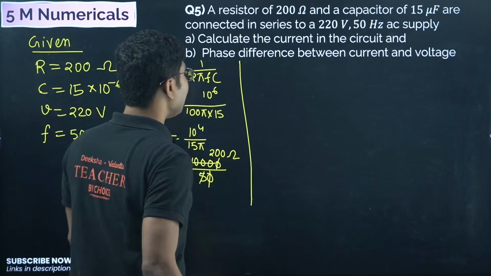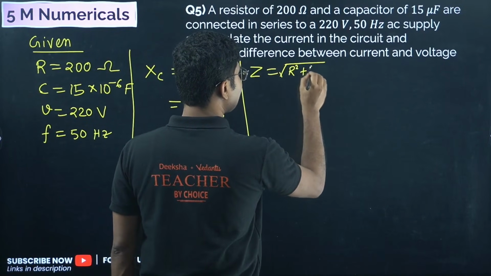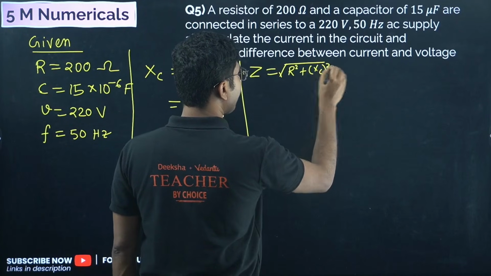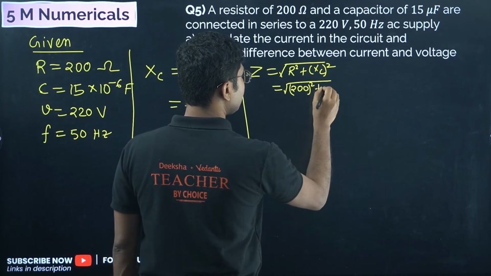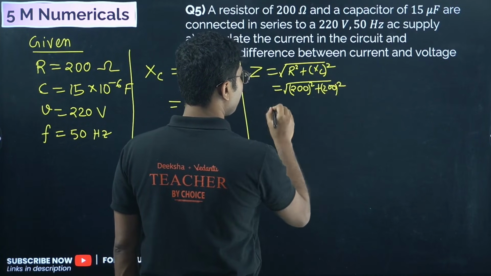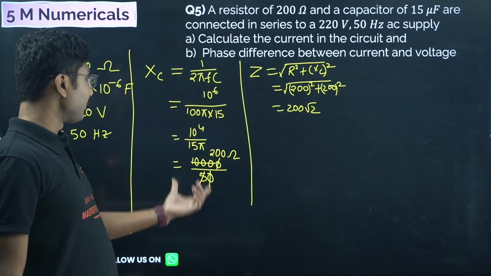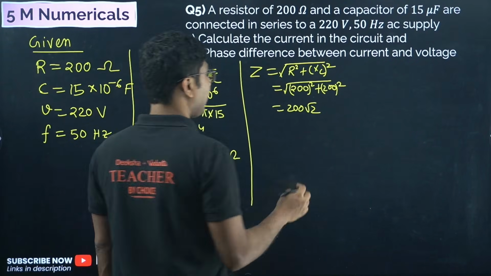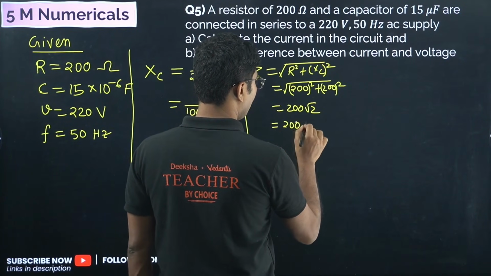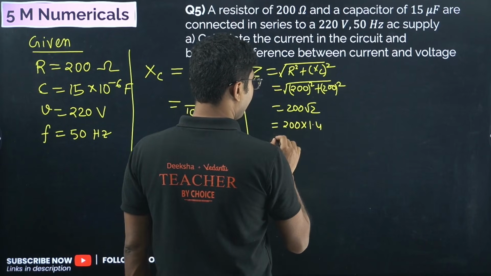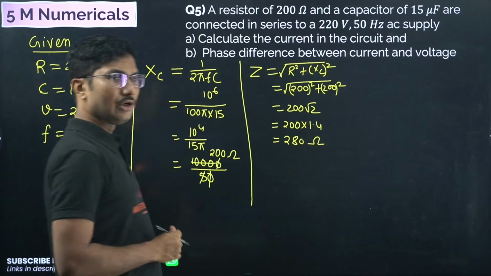Now you have to calculate the impedance. Impedance again is the square root of R square plus XL minus XC whole square, but because there is no XL, simply XC square. So this will be 200 square plus 200 square, which will be 200 root 2. Again, this is not the exact value. You should use a calculator to calculate the exact value, right? So this will be equal to 200 into 1.4, that will be 280 ohm, approximately 280 ohm.